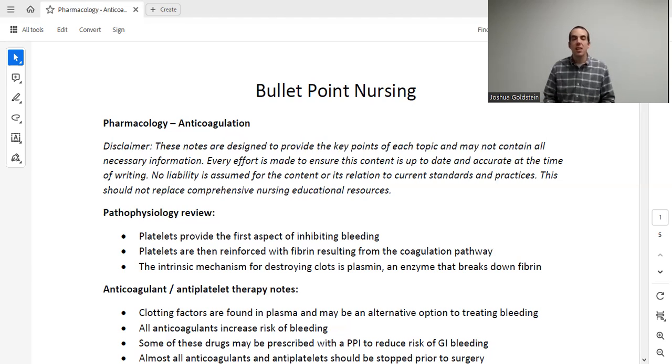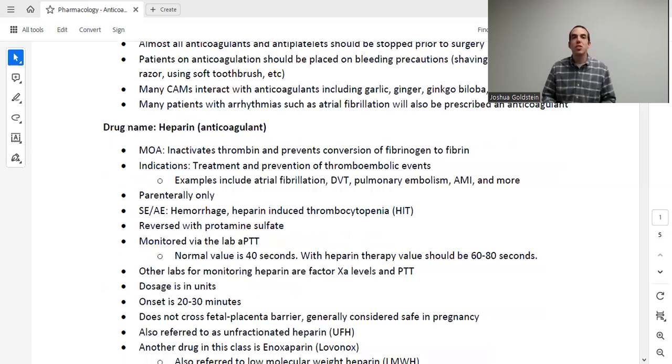All the anticoagulants increase your risk of bleeding. Of course, that sounds obvious, but make sure you understand that. Some of these drugs may be prescribed with a PPI in order to reduce your risk of GI bleeding. And almost all anticoagulants and antiplatelets should be stopped prior to surgery. If you're here as a nurse practitioner student, please note you probably do need to know the exact time frame for when each of these drugs should be stopped. It ranges from 24 hours to 7 days of how long they should be stopped before surgery.